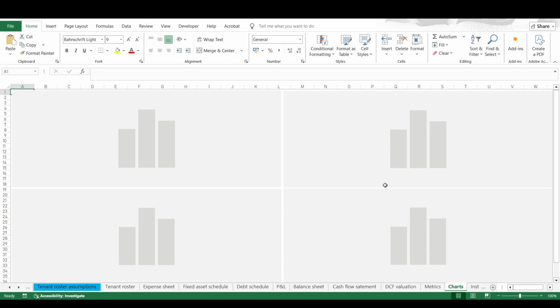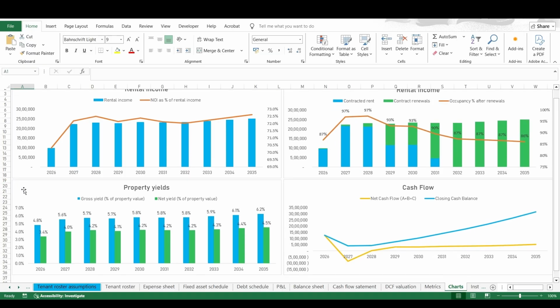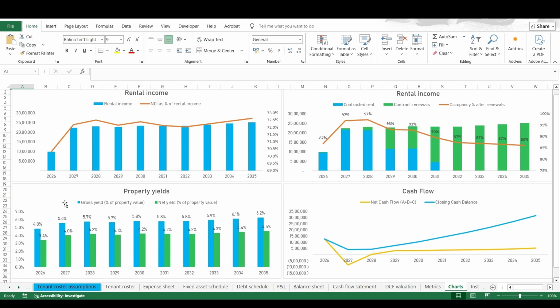We have a couple of charts here also. The first one shows the rental income and the net operating income as percentage of rental income. Next is a split of contracted rent and the renewals. As you can see, in the later years the contracted renewals form the major part. Then we have a line showing the occupancy rates. Then we have a chart showing property yields. One is showing gross yield as percentage of property value, and the second one is showing net yield.